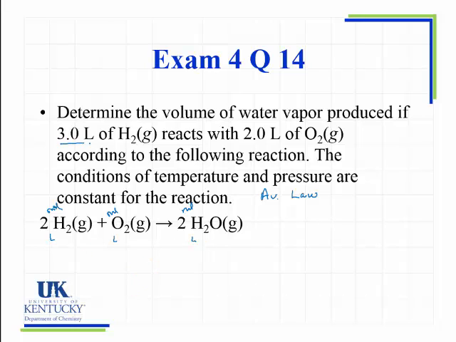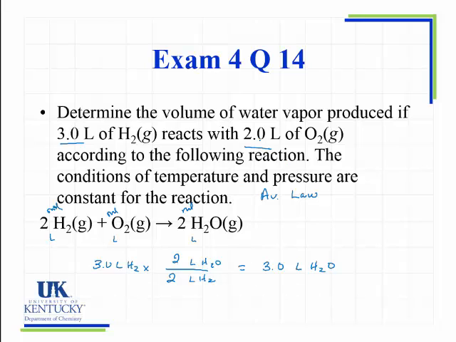This is a limiting reactant problem because they gave me measured information about both reactants. So we do the problem twice. We start with the 3 liters of hydrogen, and we determine how many liters of product we have by looking at the balanced equation. 2 liters of water are formed every time 2 liters of hydrogen reacts. That gives me 3 liters of water.